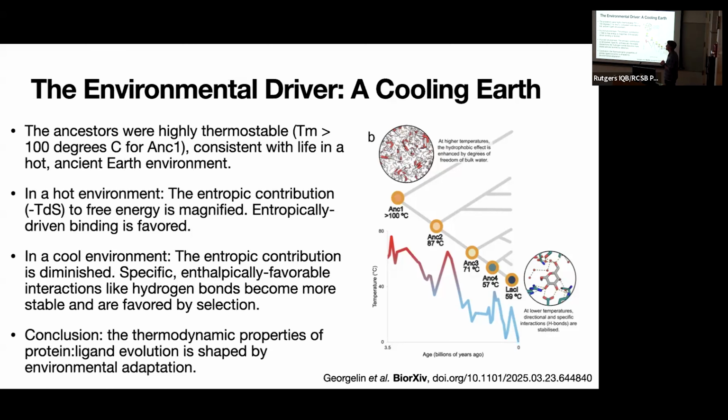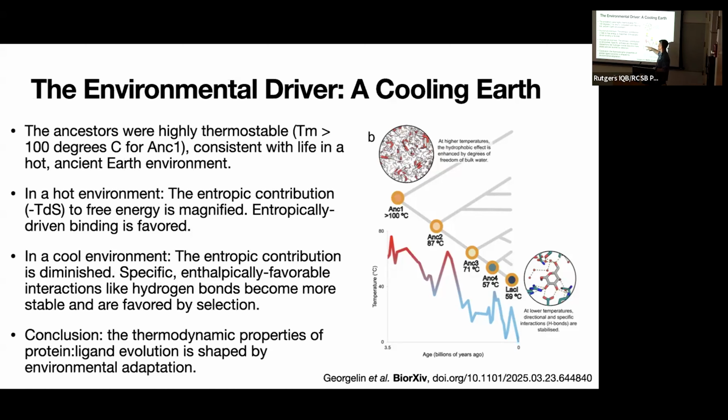But what's quite cool is that in a hot environment, the entropic contribution, TΔS, to free energy is magnified, right? So that actually makes sense that in this world where it's 80 degrees Celsius, entropically driven mechanisms make a lot more sense. And as things start to cool, the benefit that the protein can get in terms of binding from entropic processes like liberation of water diminishes. And so that imposes selective pressure to compensate for that. And so we have this sort of feedback, which means that there's a selective pressure to evolve enthalpically driven binding as the temperature term changes.